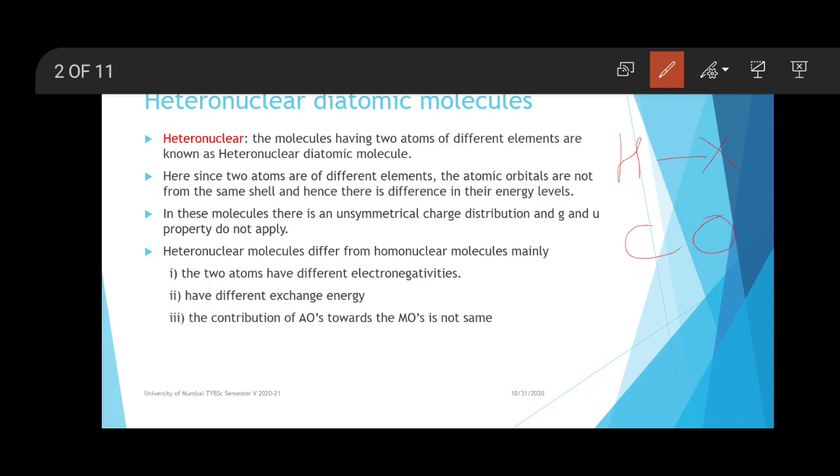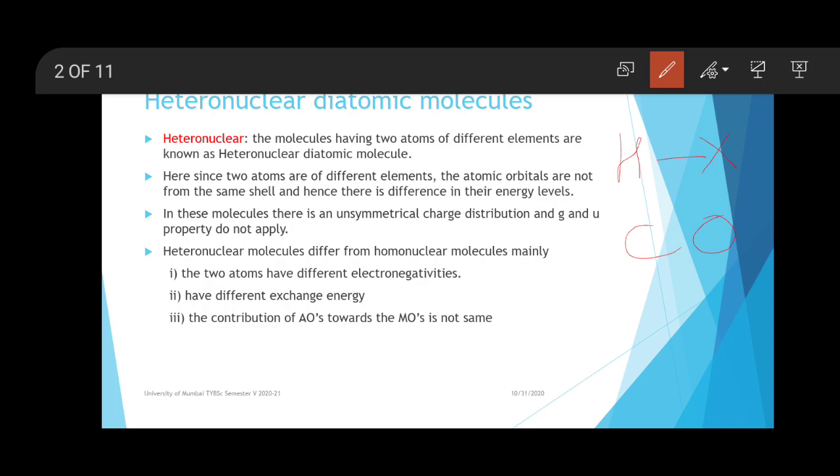Since these two atoms are of different elements, their atomic orbitals are not from the same shell, and hence there is a difference in the energy levels. For example, a hydrogen atom and, let's say, a halogen atom. These are atoms of different elements, and therefore when we take their atomic orbitals for the formation of molecular orbitals, their energy levels will be different.